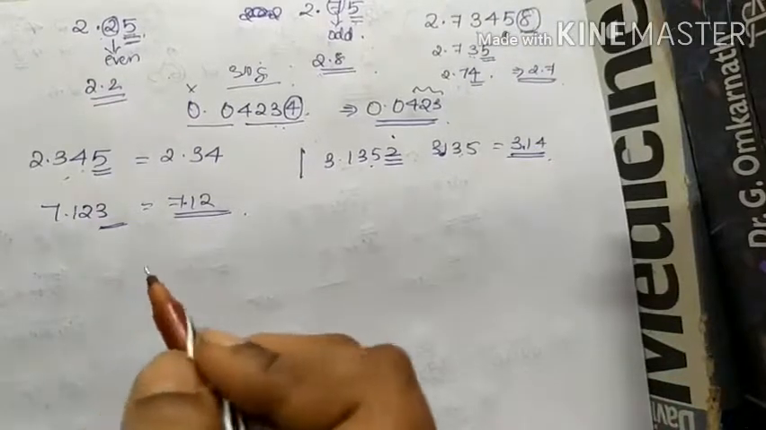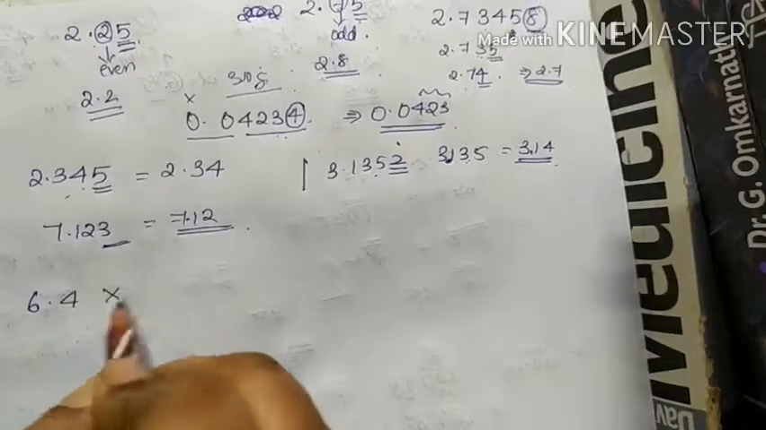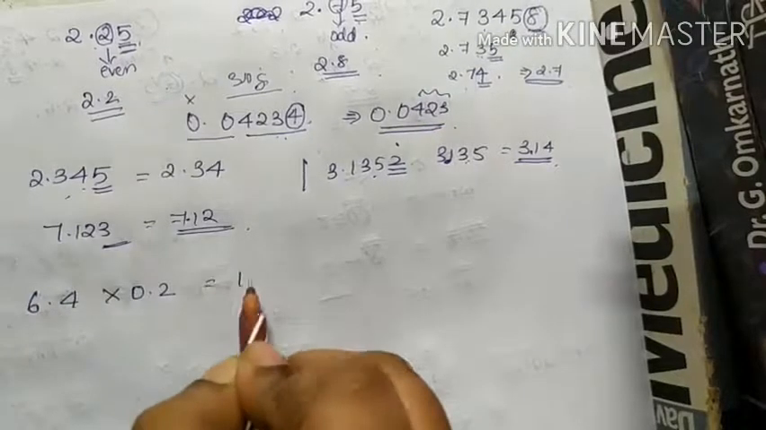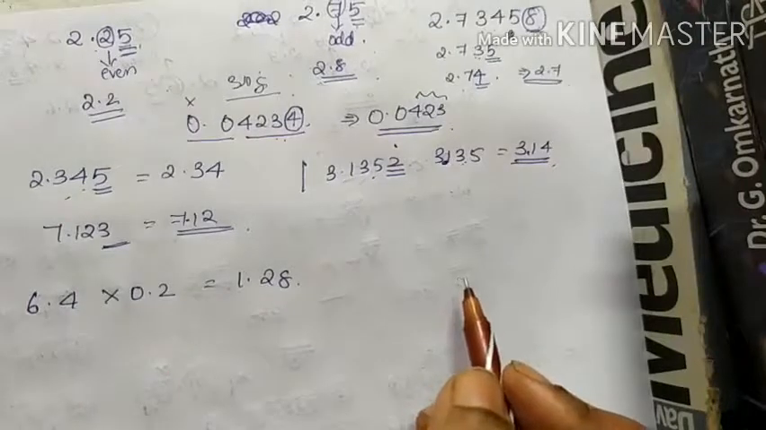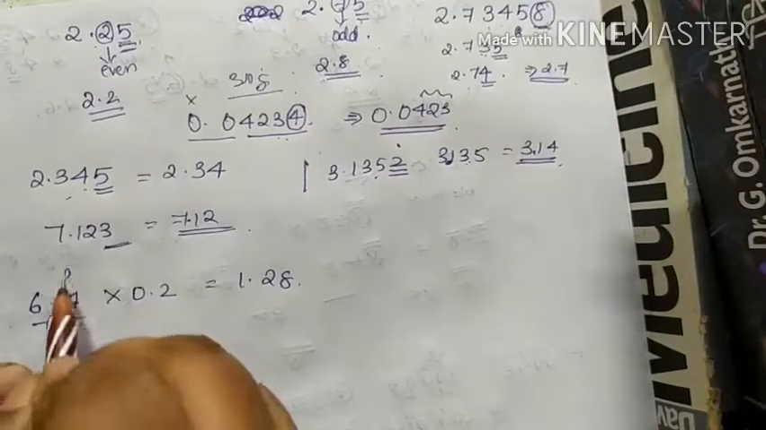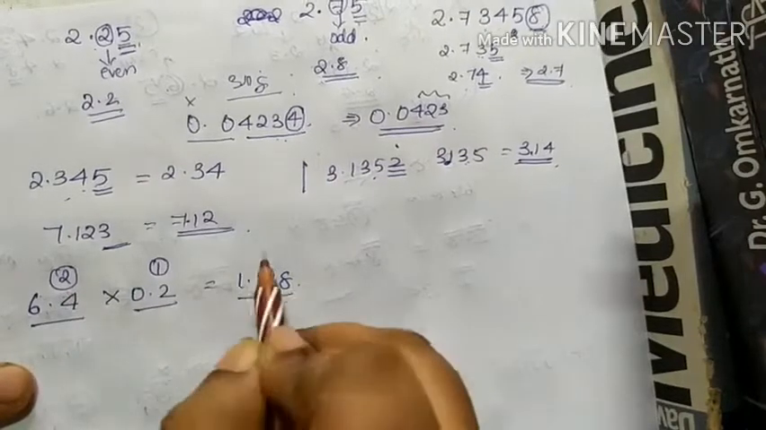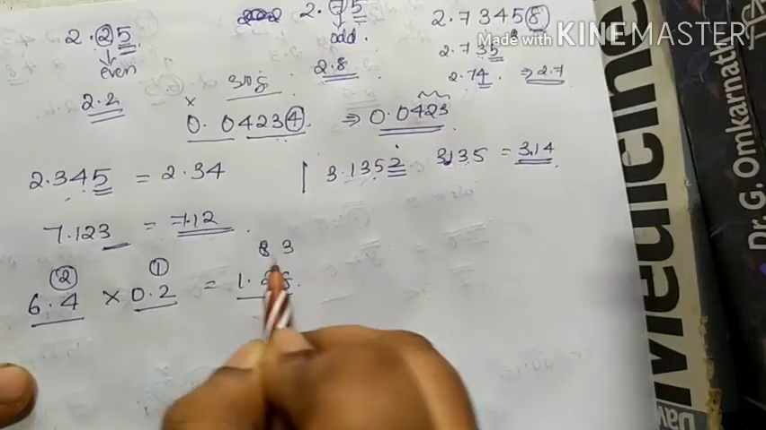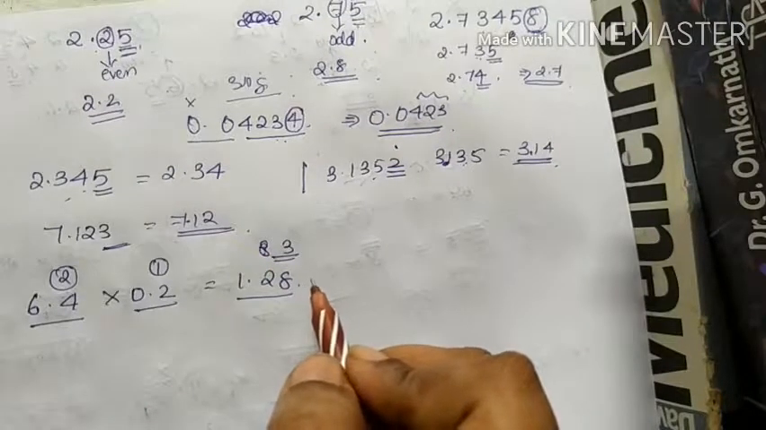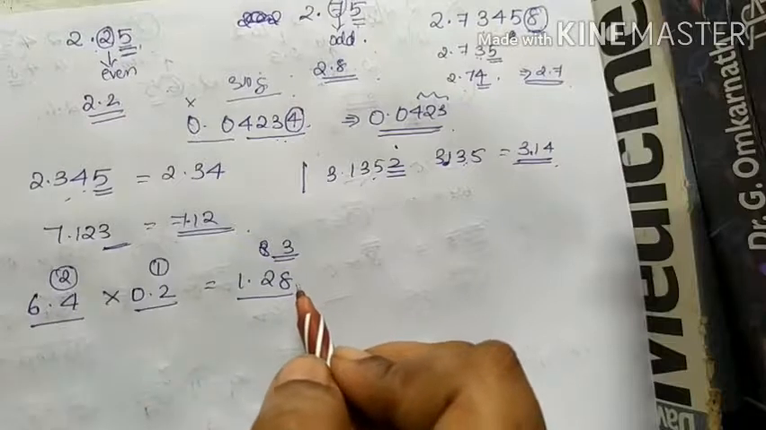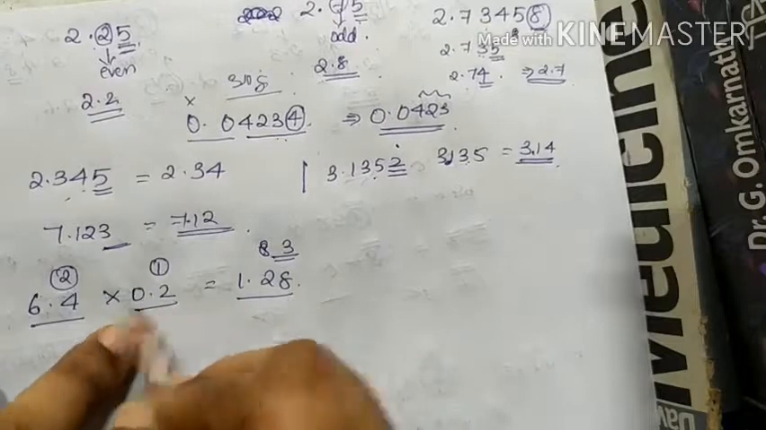Suppose you are considering multiplication and division first. Take the example 6.4 into 0.2. Its actual answer is 1.28. Please do the multiplication. Here there are two significant figures, here there is only one significant figure. But how many do you see in your answer? There are three. So as per the rule, when you are doing multiplication, the answer should have the number of significant figures as its multiplicands.